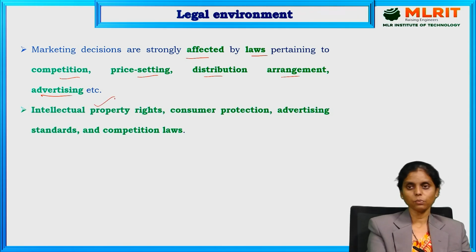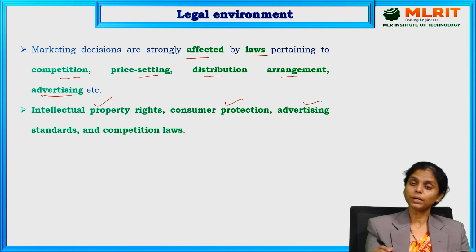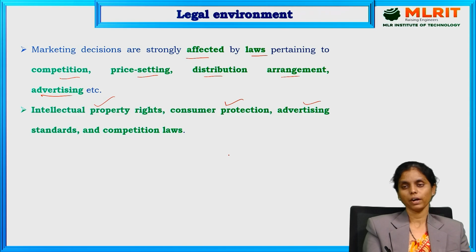Other aspects that we have are intellectual property rights, consumer protection acts, and advertising standards. There is a regulatory agency that defines the advertisement, to whom you can telecast your advertisement and how we can telecast it, competition laws and all. So all these are the legal environmental factors that need to be considered before taking decisions.